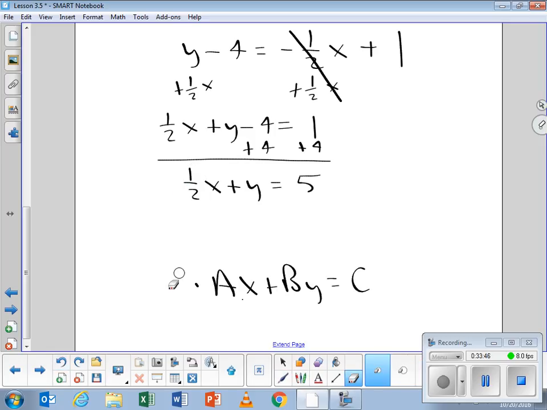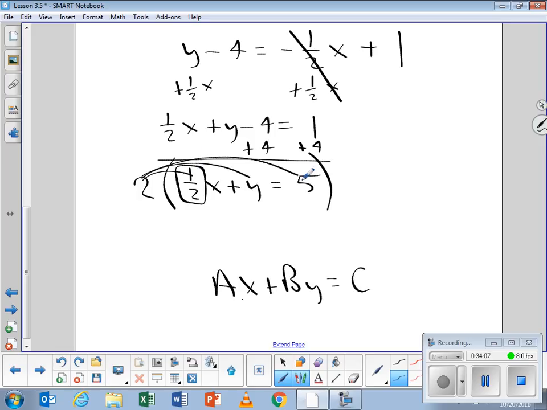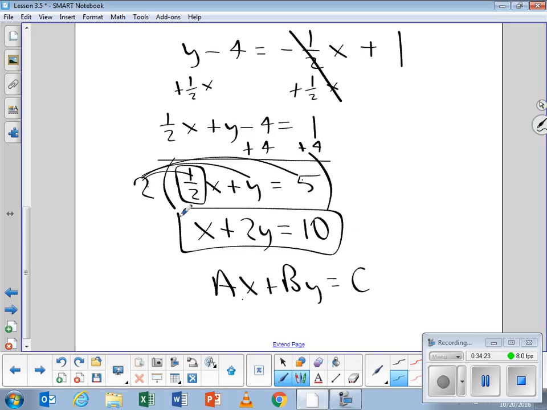So what we want to do instead is multiply everything by what? By 2. Because 2 times 1/2 is 1, and it cancels my 2, doesn't it? So I said multiply everything, and I put parentheses. So really you're going to distribute the 2 to everything. So 1/2 of 2 is 1x. And then 2 times y is 2y. And then 2 times 5 is 10. Now if you said 1x plus 2y equals 10, that's fine.